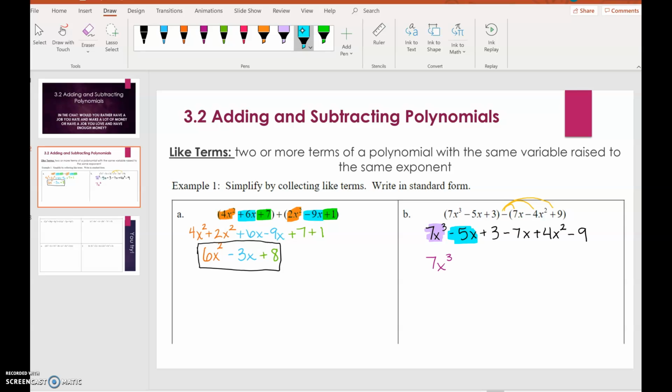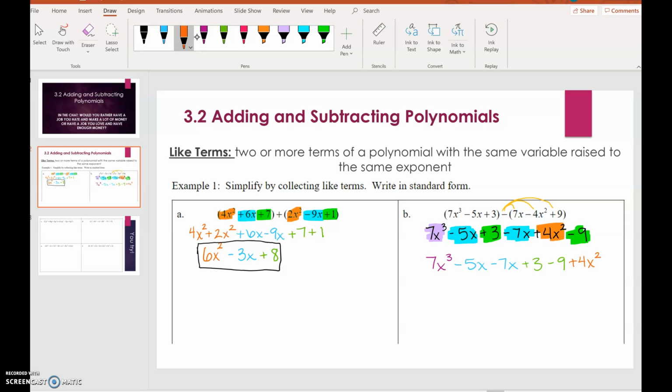So I'm going to see if there's any like terms with my negative 5x, which there's this negative 7x. So I'm going to write those down now. Minus 5x minus 7x. And then I'm going to look at this 3, and there's this 9. And those I'm going to put right here. Plus 3 minus 9. And then I'm going to look at this last one, which since it's the last one, there is no like terms with it. And I'm going to write it down here.